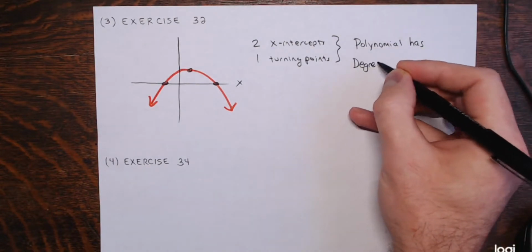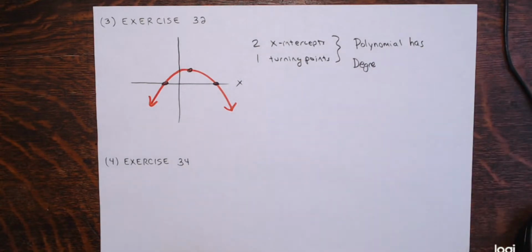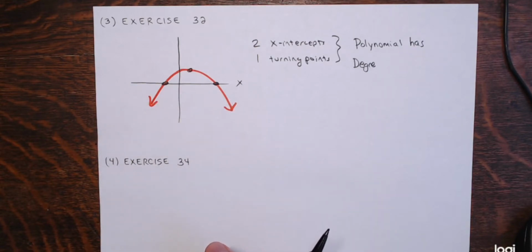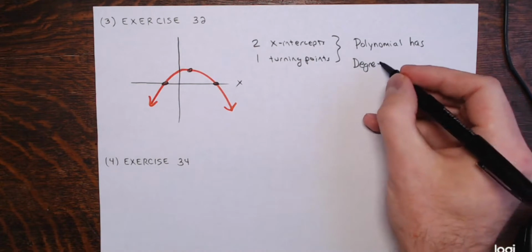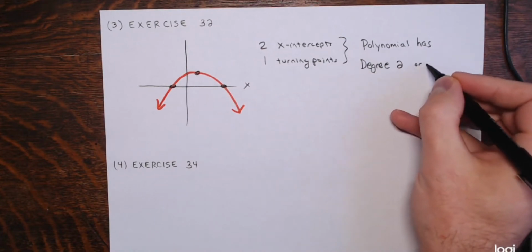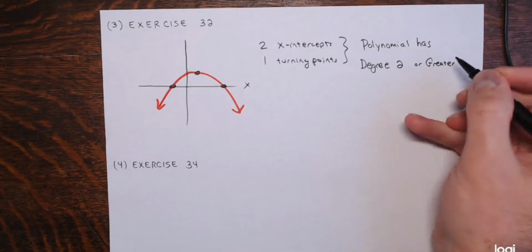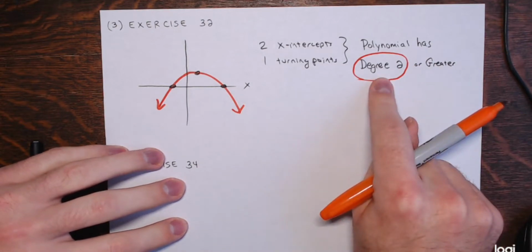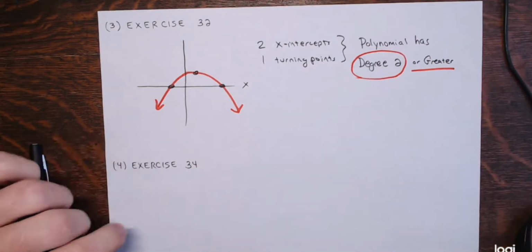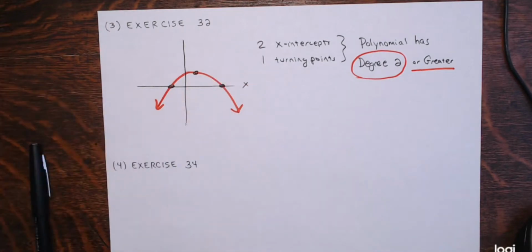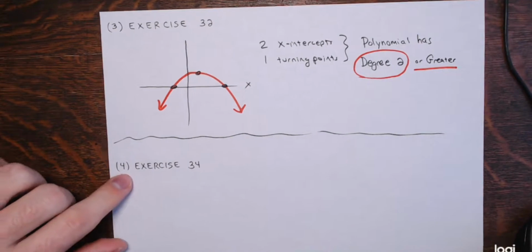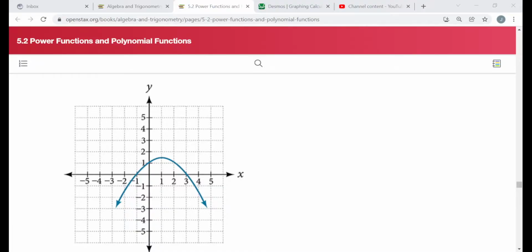Because it could be a degree 4 or 6 or 8. It would have to be even because the ends go in the same direction. Right? If the ends go in the same direction, it's going to be an even degree polynomial. But the smallest degree possible is degree 2. And that's all they wanted from us. Right? That's the minimal degree. Degree 2, or greater. That's it, based on the number of x-intercepts and turning points we notice. Great, and I think it's like that for the next several examples I got for you. The next one, I want to do exercise 34 from the text, scrolling down.